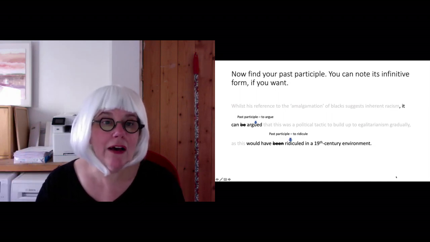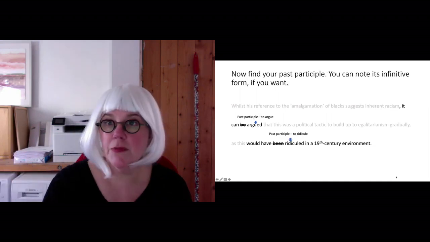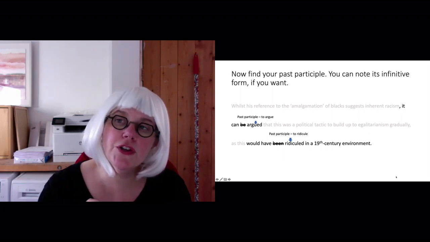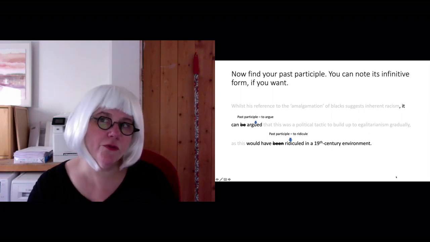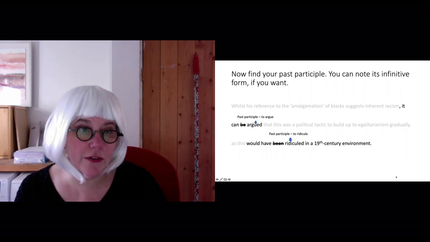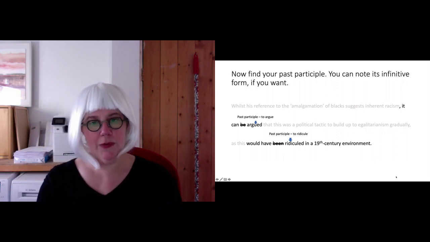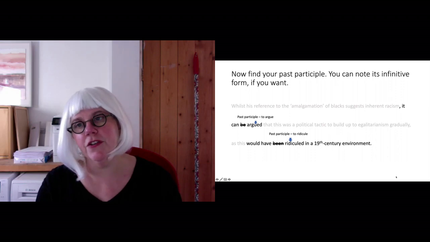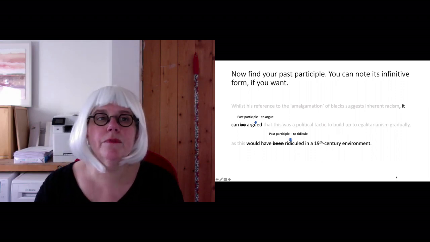Now, what's left is your past participle. If you want to, you can note its infinitive form because this may help you. So the past participle argued, infinitive form, to argue. The past participle ridiculed, infinitive form, to ridicule.